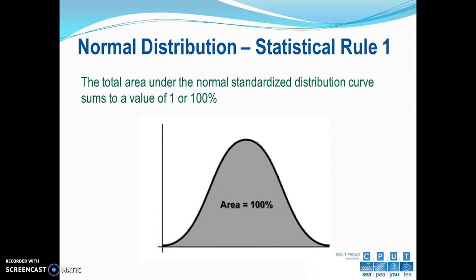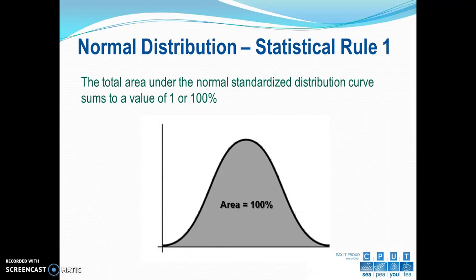Let's jump into the rules. This will be statistical rule number 1. The total area under the normal distribution curve sums up to 1, or 100%. In layman's terms, it means that the area under the curve defines the probability that a randomly selected observation will take on a value within a specified range. It should also be noted that proportions of the area underneath the curve that are contained within plus or minus 3 standard deviations of the mean can be extracted from the statistical table.